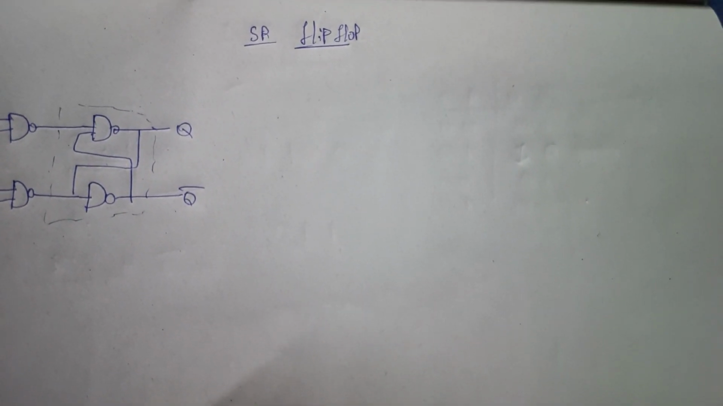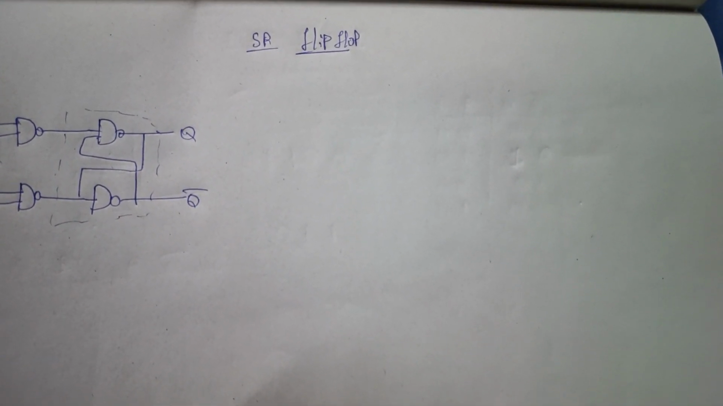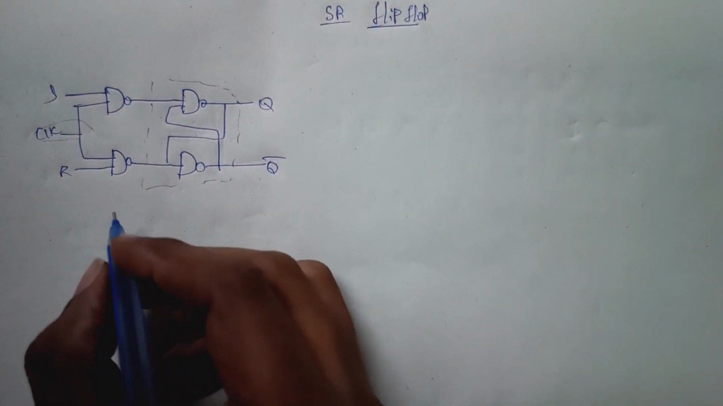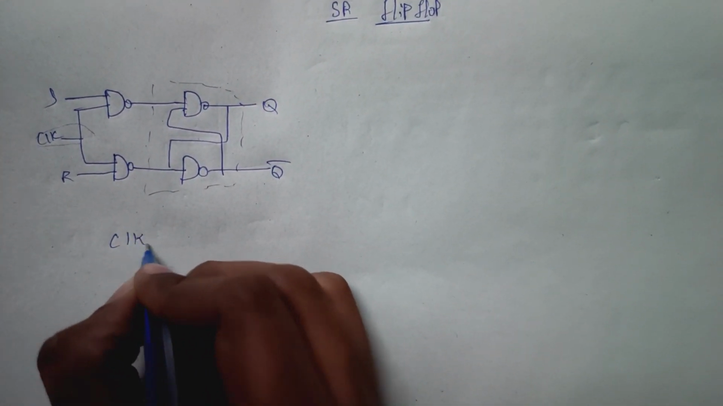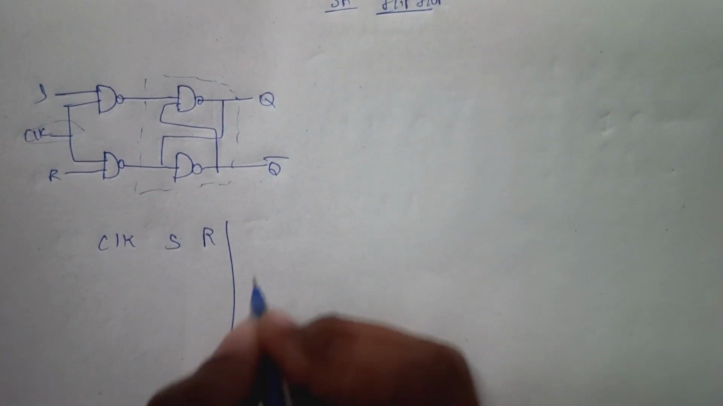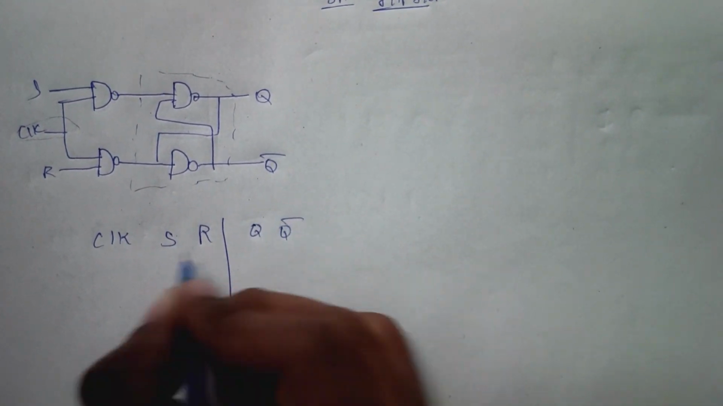Okay, so now let's construct the truth table for this SR flip-flop. What are the inputs? We have clock, S, R, and the Q bar, right?